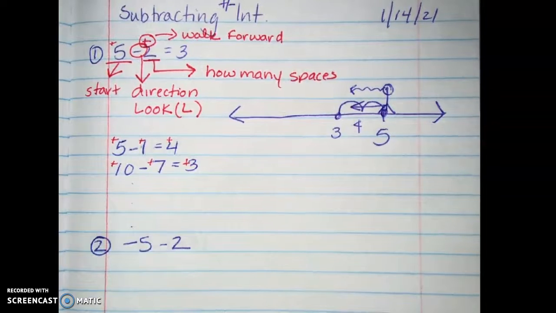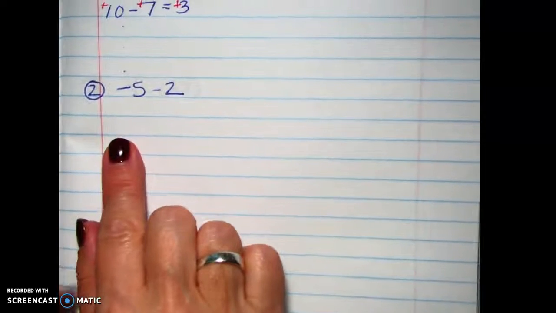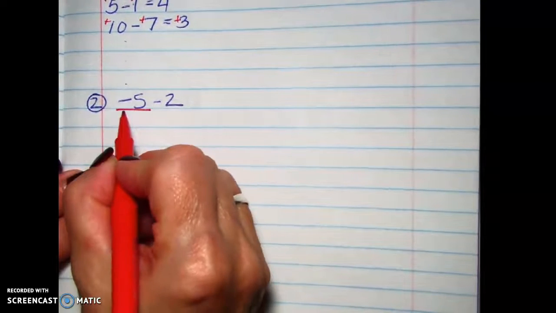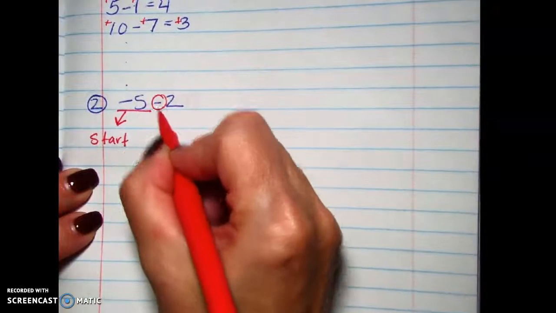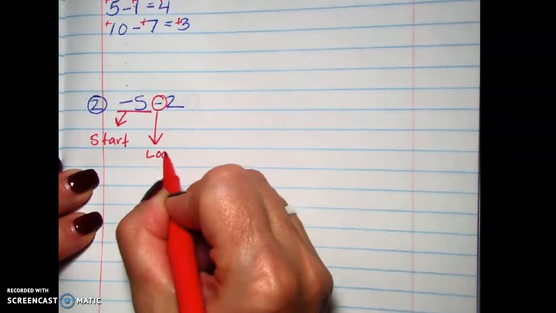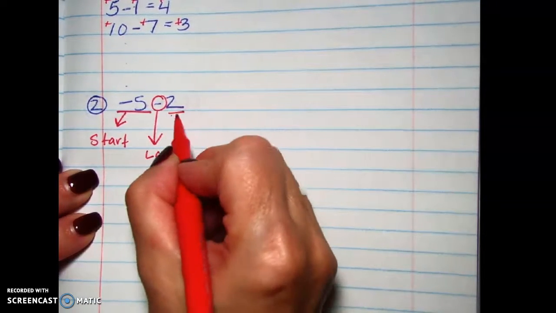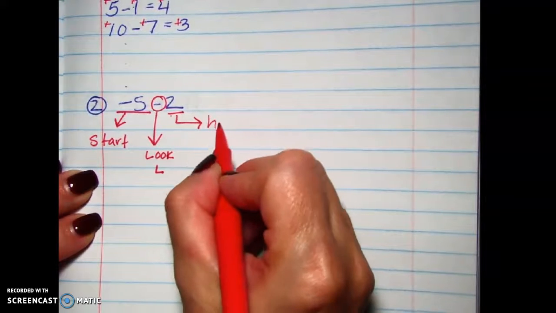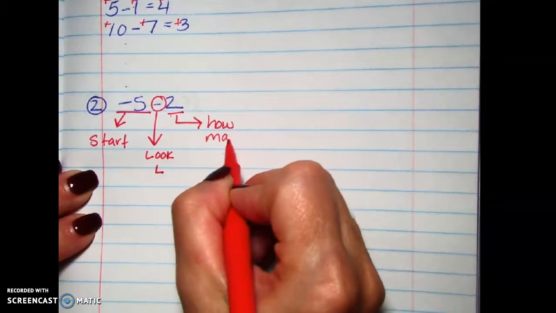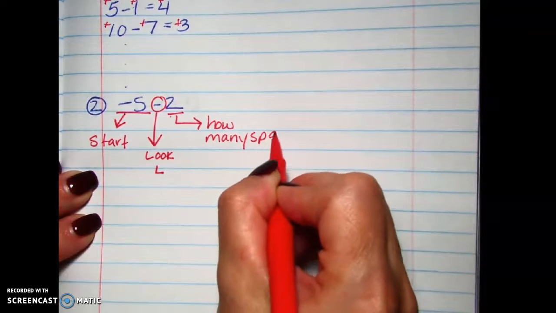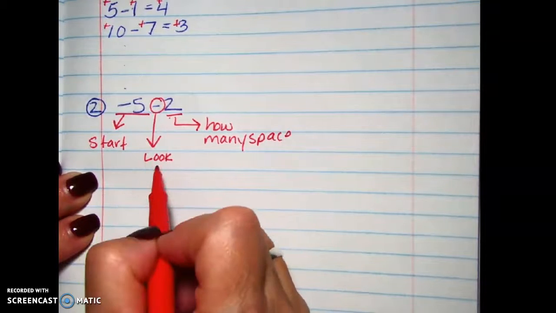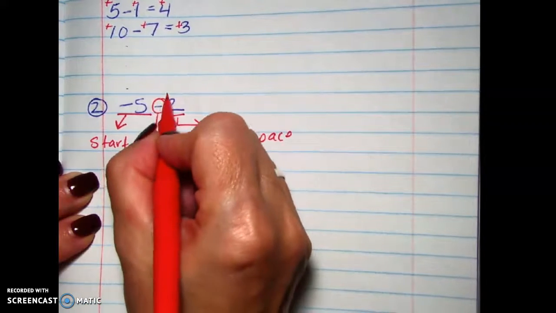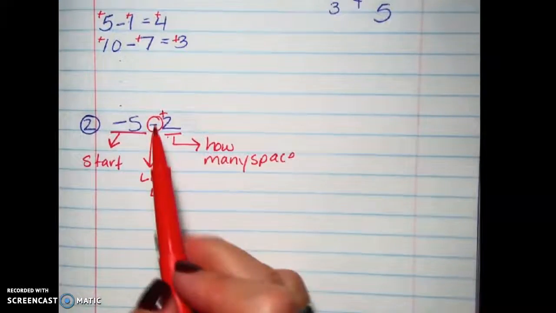Now, let's take a look at this problem. -5 minus 2. So again, let's label it. That's our start. We start at a -5. This is the direction, so we're looking left. This is how many spaces. And now, don't forget, this sign is telling me which way I'm looking. So there's actually a positive symbol in front of 2.